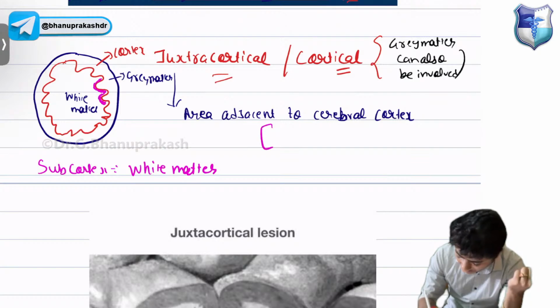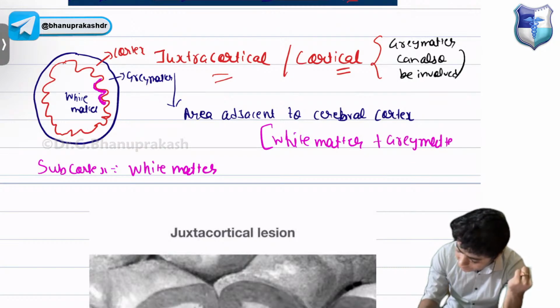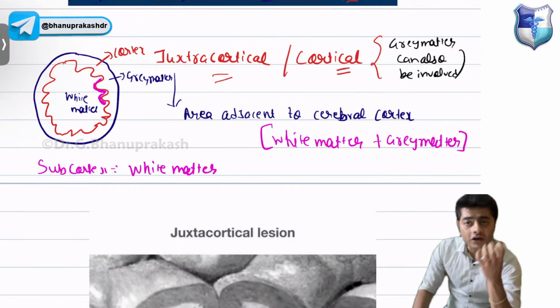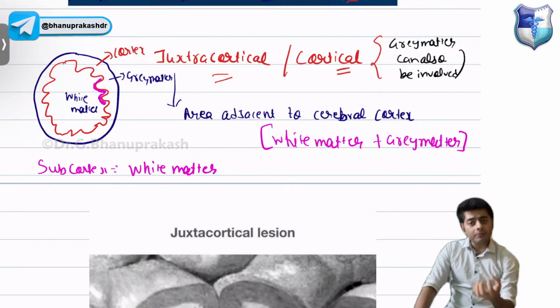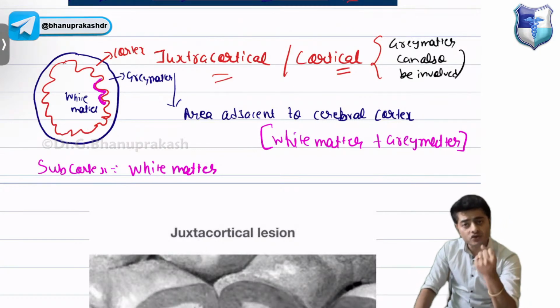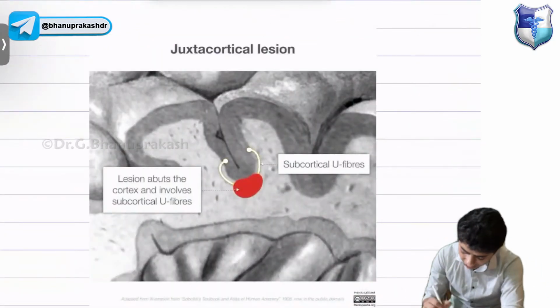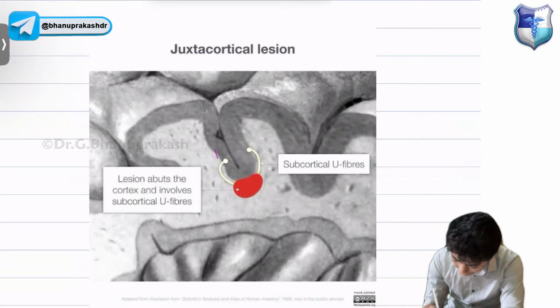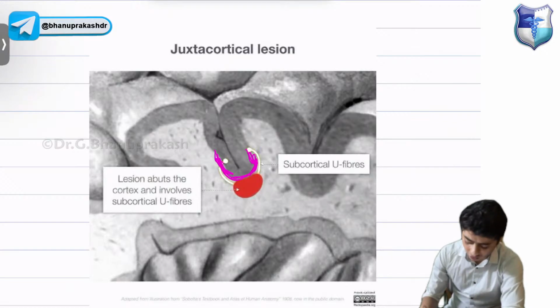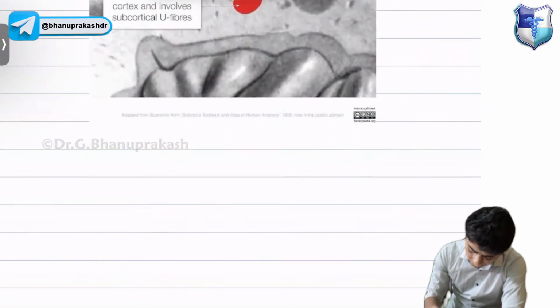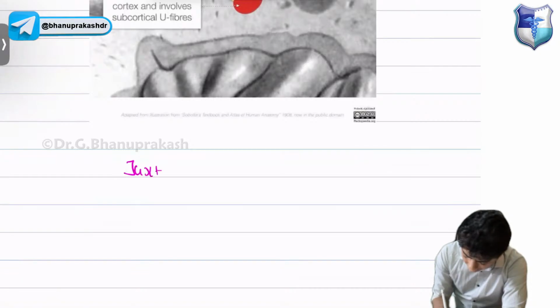So it means it involves white matter as well as gray matter, some part. So juxtacortical and cortical means it involves some part of white matter and gray matter, and it is adjacent to cerebral cortex. But subcortex means purely white matter. See this juxtacortical lesion. You are seeing this area. This is your juxtacortical.